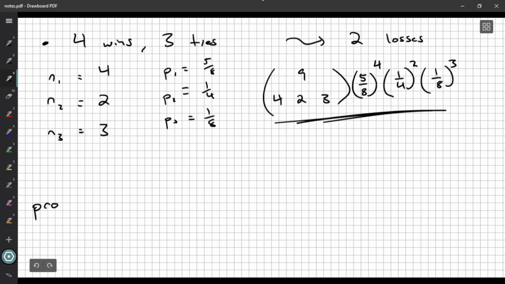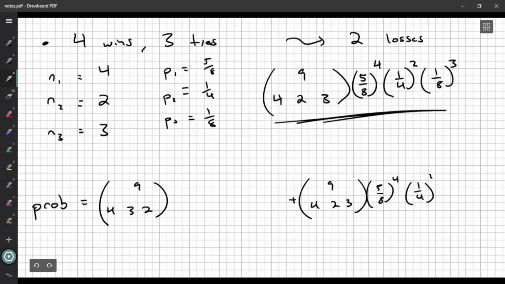So in total, combining these two, the probability we want is 9, choose 4, choose 3, choose 2. We'll get the other one out of the way. 9, choose 4, choose 2, choose 3. 5/8 to the 4. And you could rewrite this a little bit and factor some things out, because both of them will have 5/8 to the power 4. Technically, these coefficients here, these multinomials, are the same number, so they could be factored out.